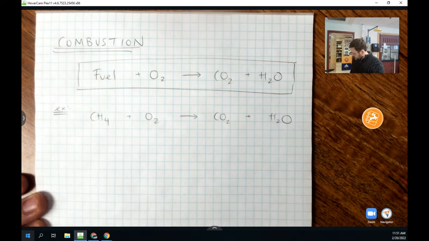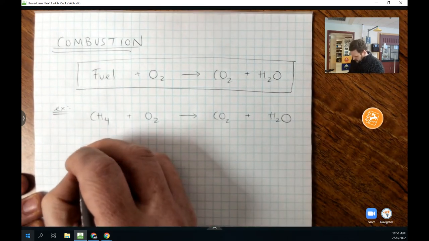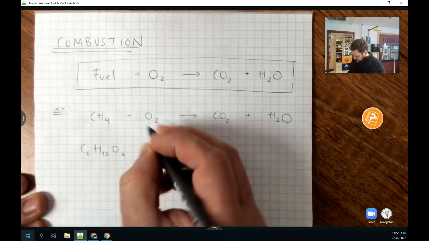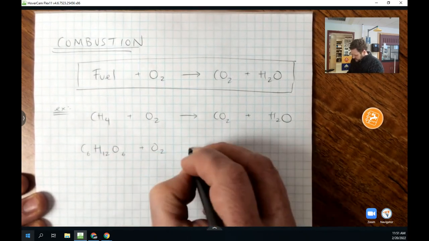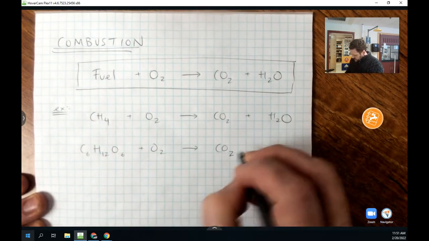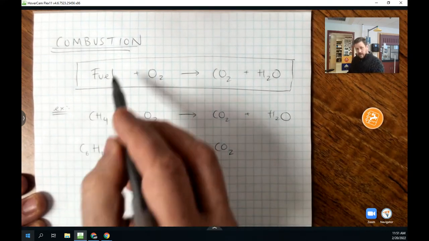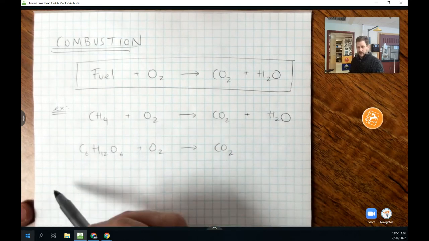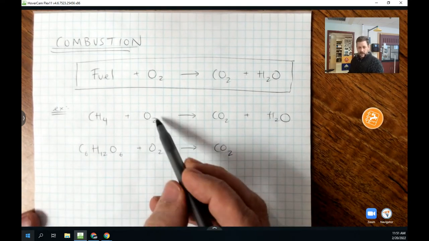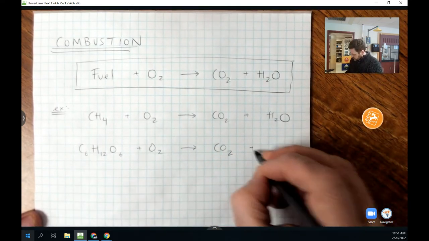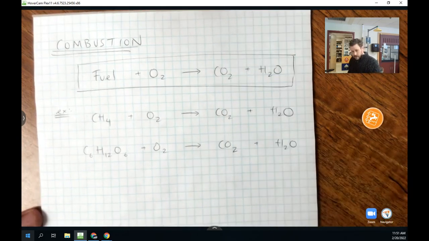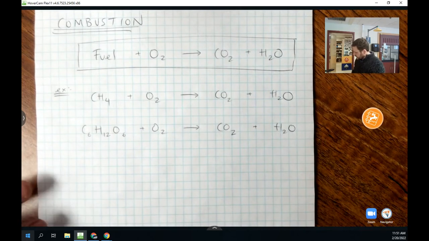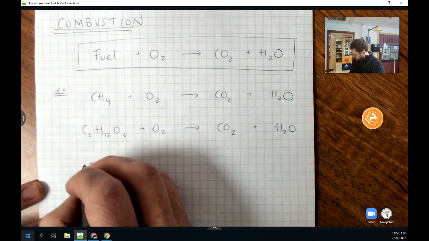Or, for instance, the burning of paper, C6H12O6 and oxygen. When we say burning paper, we mean combustion of paper. When we say burning of methane, we mean combustion of methane. And that means the reaction with oxygen to form these products, carbon dioxide and water. Those are combustion reactions. A couple of notes that we want to include here.